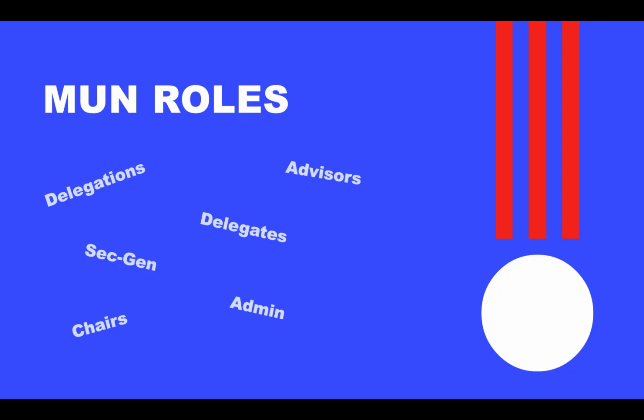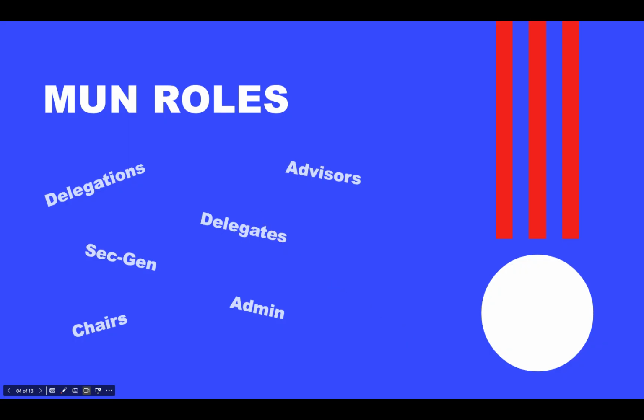So within MUN, there are a couple of different roles. There's actually 5, but I decided to throw another one in here just to avoid some confusion for some people. The first one I'm going to talk about is the advisors. The advisors are usually teachers, or if not, they're adults, and they come to these conferences just to make sure that if any issue arises amongst the delegation or amongst the delegates, there's someone there to talk to for our side, so that it can get sorted out as quickly and as fairly and properly as possible.